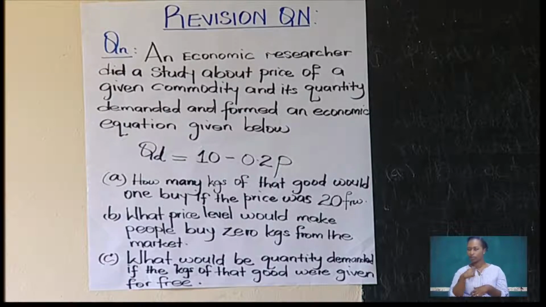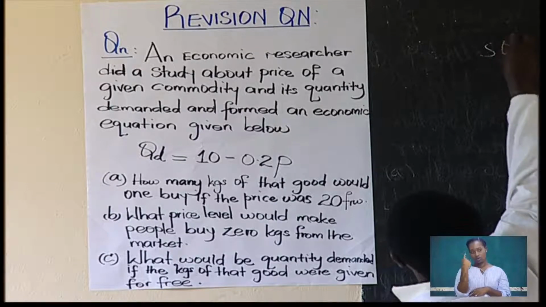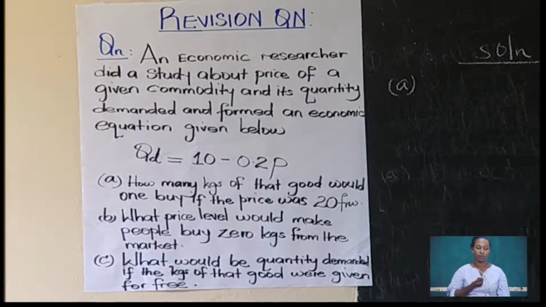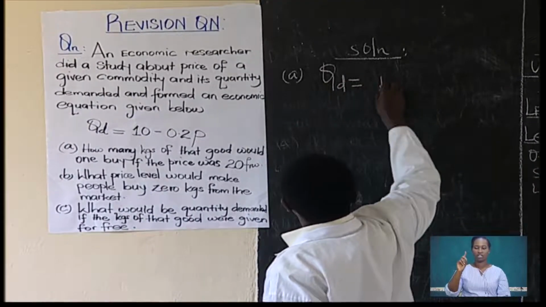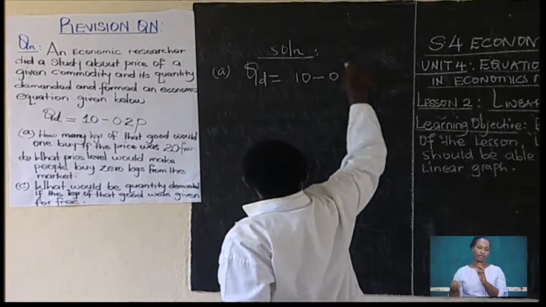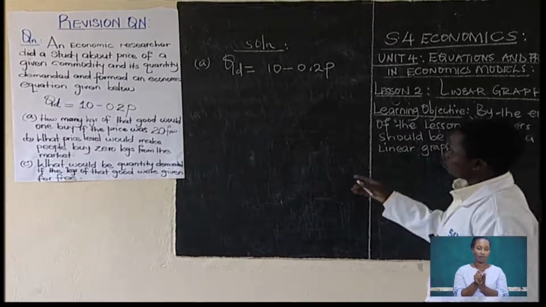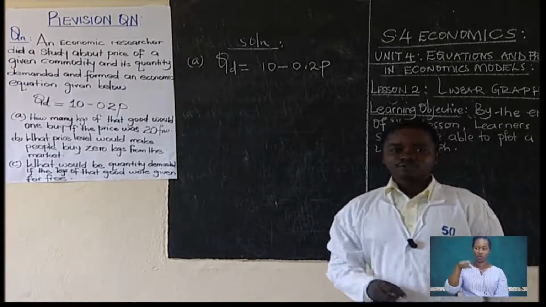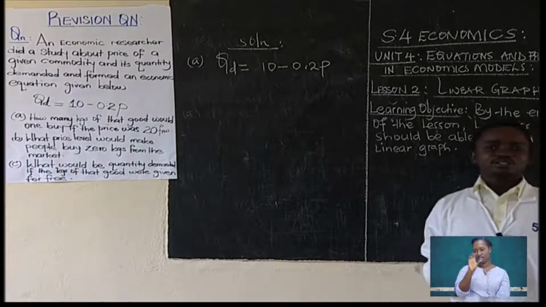We talked about this in the previous lesson, in our lesson 1. So your solution: we have our linear equation here, that quantity demanded, QD, is given as 10 minus 0.2P. Why is this one negative? It's because if we are to draw the graph of this linear equation, the slope will be negative, showing that there is an inverse relationship between the price of the commodity and its quantity demanded.